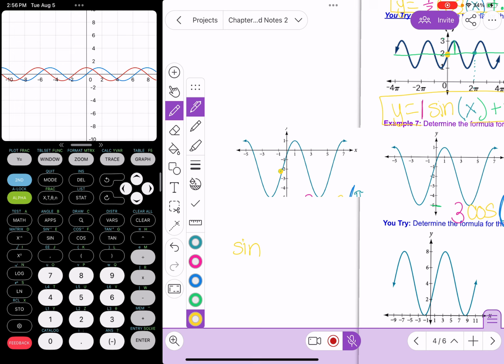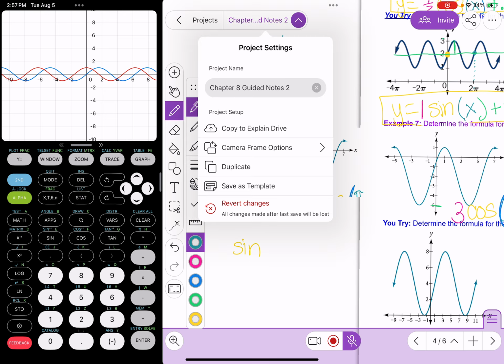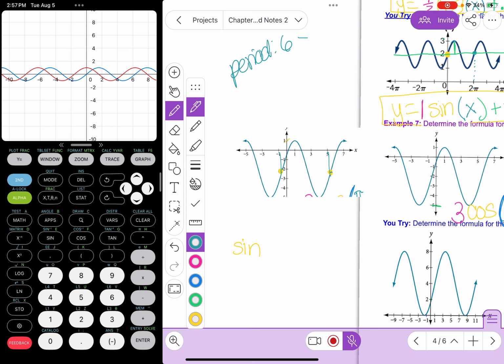Some of these things are going to be the same, right? So my period should be the same. If I do sine, I do midline, up, down to midline. My period should still be the same. Up, down, that should still be 6, which it is. So I would still do 2 pi divided by 6, which is pi over 3.